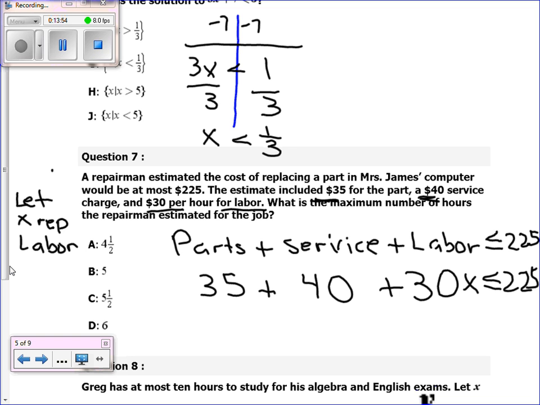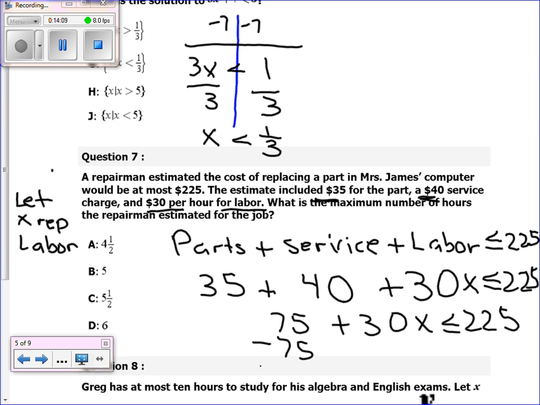All right? So see, look, the 35 plus the 40, I'm still adding that. All right? And subtract 75 from both sides. Remember we did that also the first time. So 30x is less than or equal to 150. Divide both sides by 30 and you will get 5. So 5 is the maximum number of hours here.